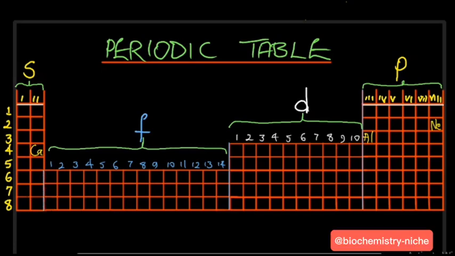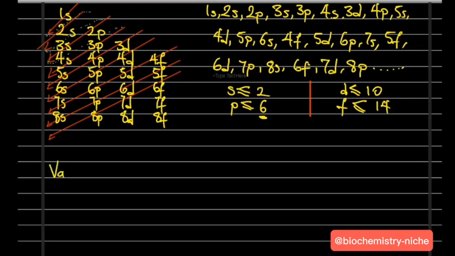All right, so we have that. So let's take another element. Since we have successfully placed aluminium in its own position, let's take vanadium. Vanadium has atomic number 23.